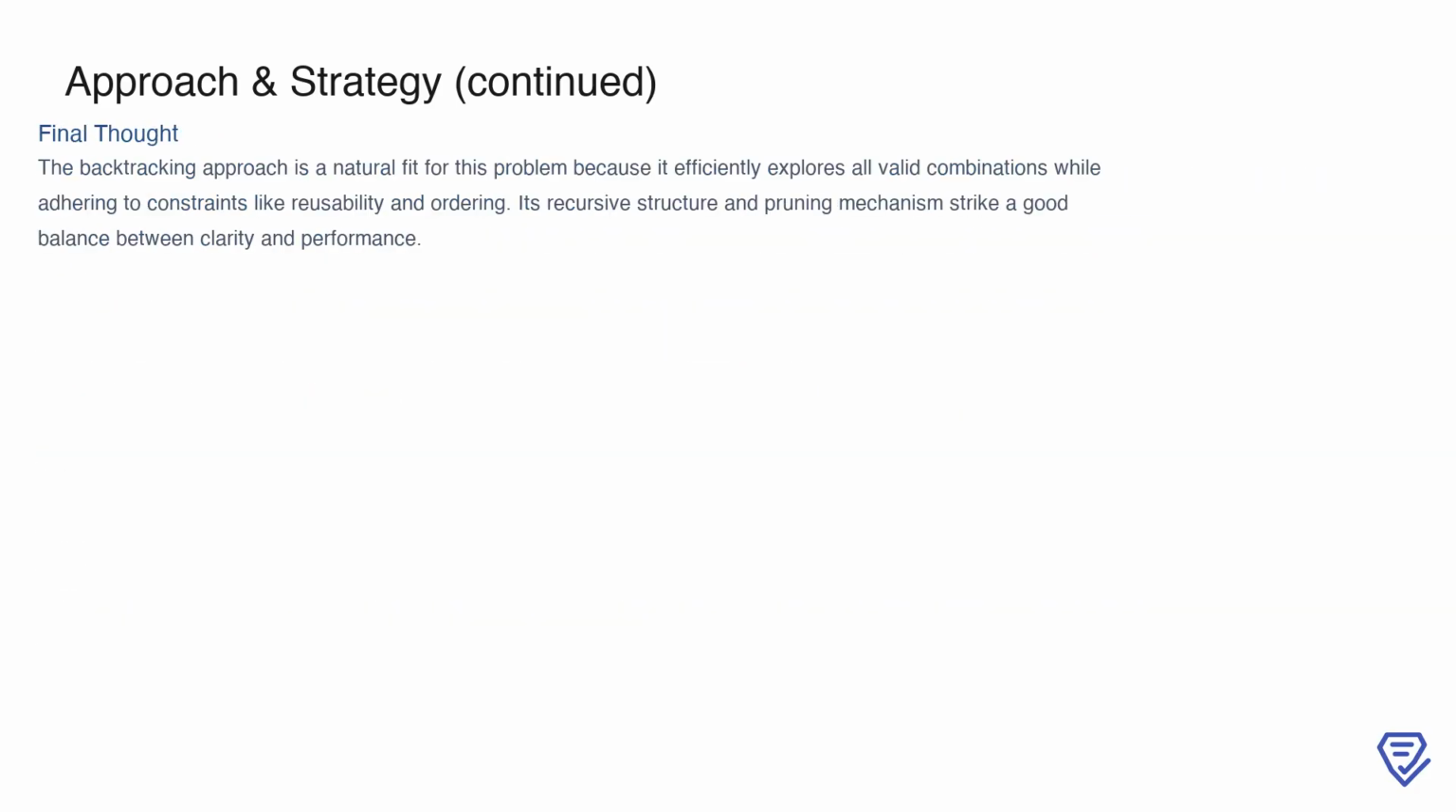In conclusion, backtracking emerges as a natural fit for solving the combination sum problem. Its recursive design efficiently explores all valid combinations while adhering to constraints like number reusability and avoiding duplicates through ordering. The ability to prune invalid paths early allows it to strike a balance between clarity and efficiency. Although dynamic programming might be more computationally efficient for very large inputs, the simplicity and memory efficiency of backtracking make it a better choice for the given constraints. Overall, this approach provides a clear, systematic way to tackle the problem, ensuring both correctness and performance.